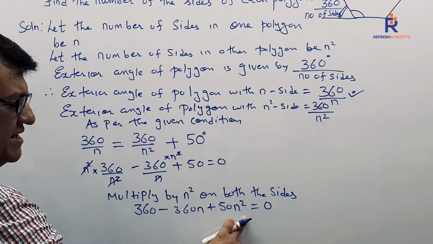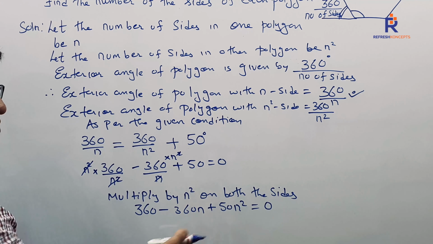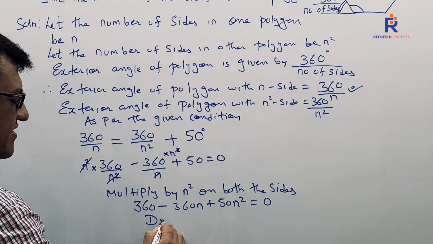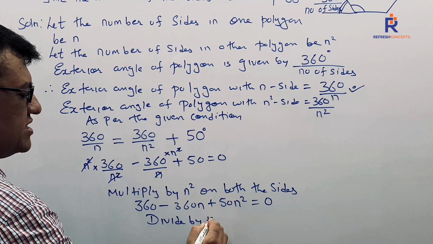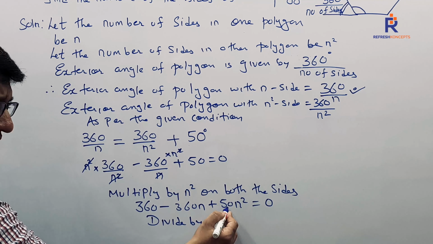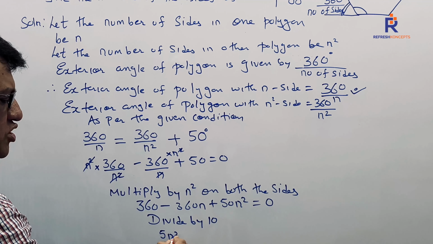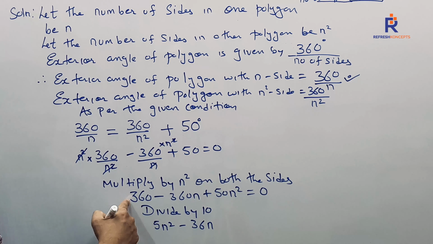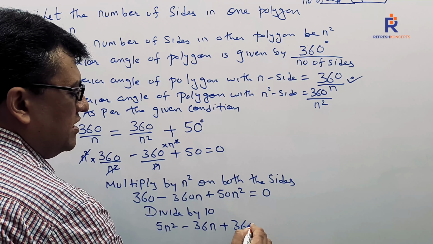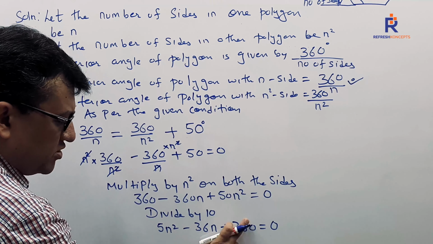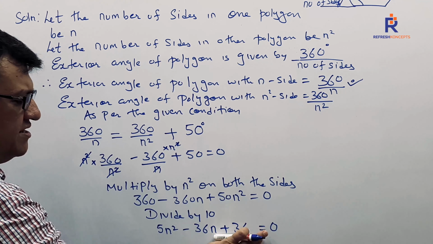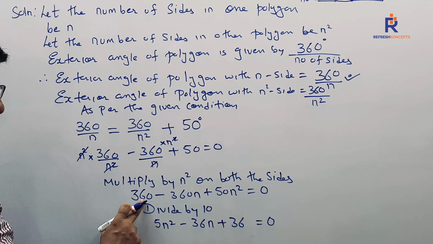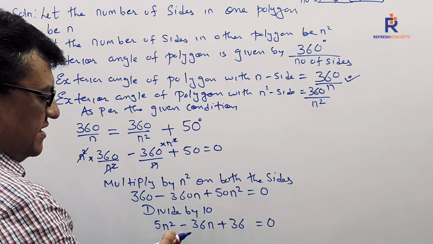Children, can I divide the entire quadratic equation by 10 and rearrange it? So I'll say divide by 10. On dividing by 10, this shall be 5n square. Here I shall get minus 36n. Here I shall get plus 360 equals to 0. I'm really sorry, it will be plus 36 as we have divided by 10. When I divide this by 10, 5. Divide this by 10, 36. Divide this by 10, 36.